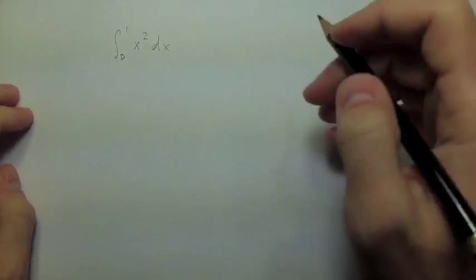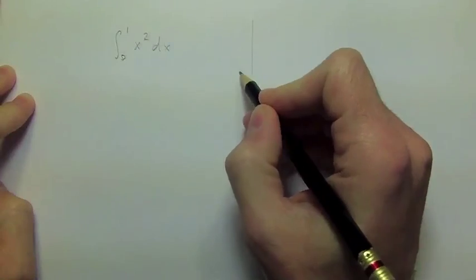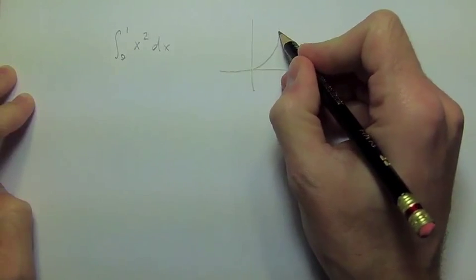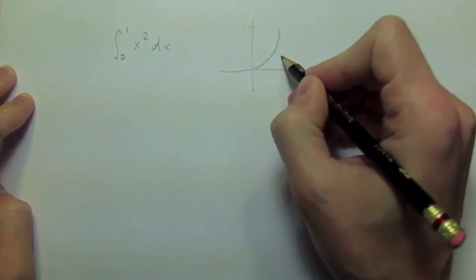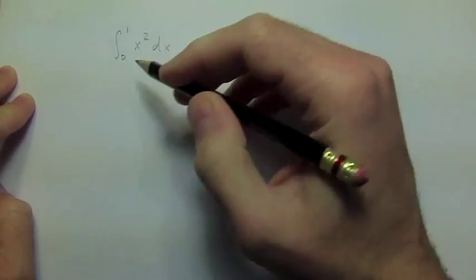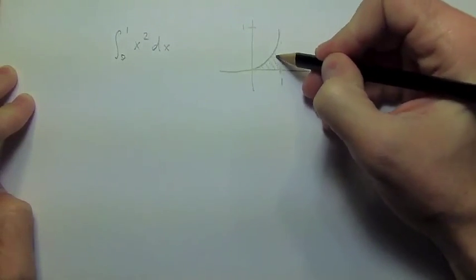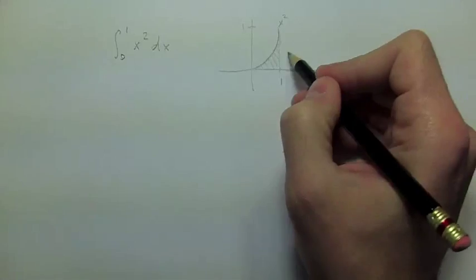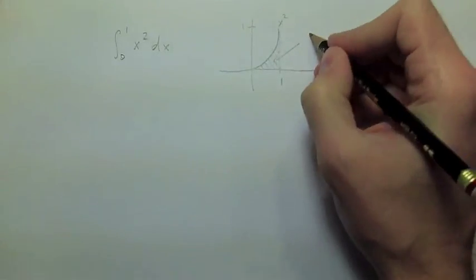Okay, so we will start simply. Let's look at the definite integral from 0 to 1 of x squared dx. Well, x squared looks like this. And the integral is going to give us the area beneath the curve, or between the curve and the x-axis. Okay, so that's what the integral gives us, if you remember.